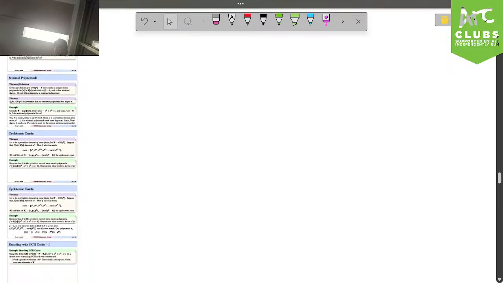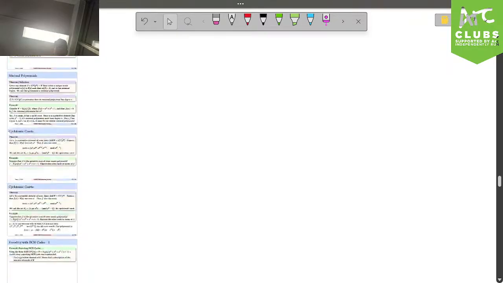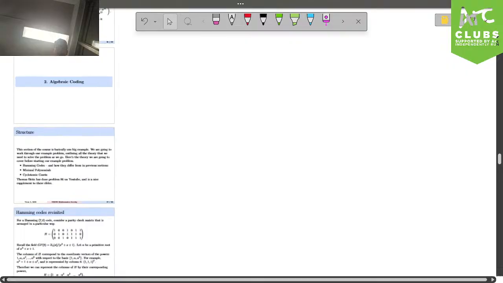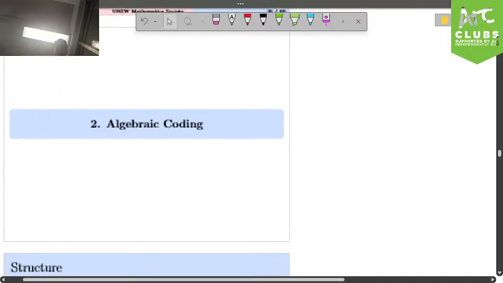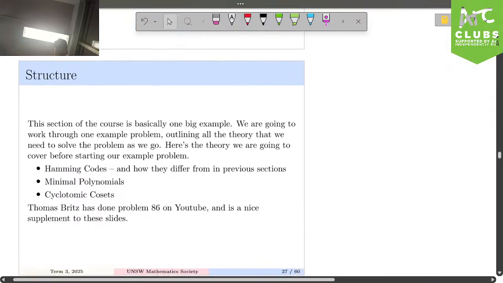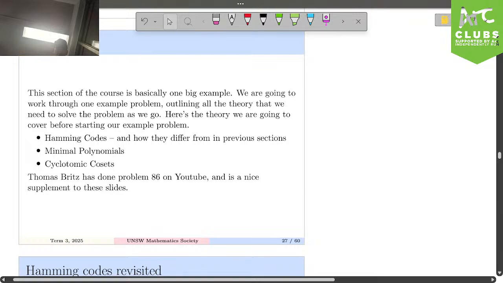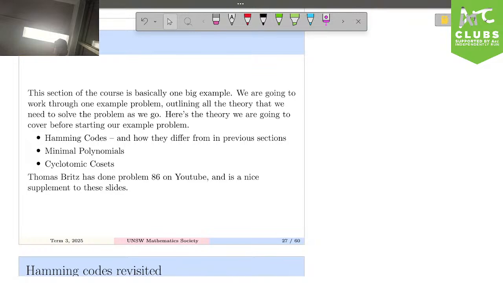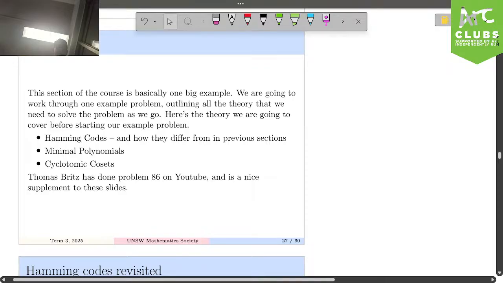Codes, minimal polynomials. This is our next section: algebraic coding. All right, brief pause. Back on top of things. Okay, algebraic coding. This is the next section. The way that we're going to structure going through this topic is we're going to go through theory, and then we're going to do one example. And that's it. This topic is actually very small, but it's kind of intimidating.